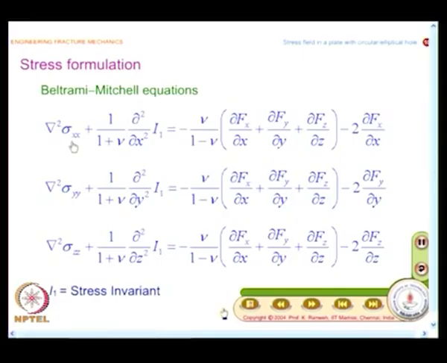Del squared sigma xx plus 1 by 1 plus nu dou squared by dou x squared I1, where I1 is the first invariant, that is equal to minus nu by 1 minus nu times dou fx by dou x plus dou fy by dou y plus dou fz by dou z, minus 2 times dou fx divided by dou x.